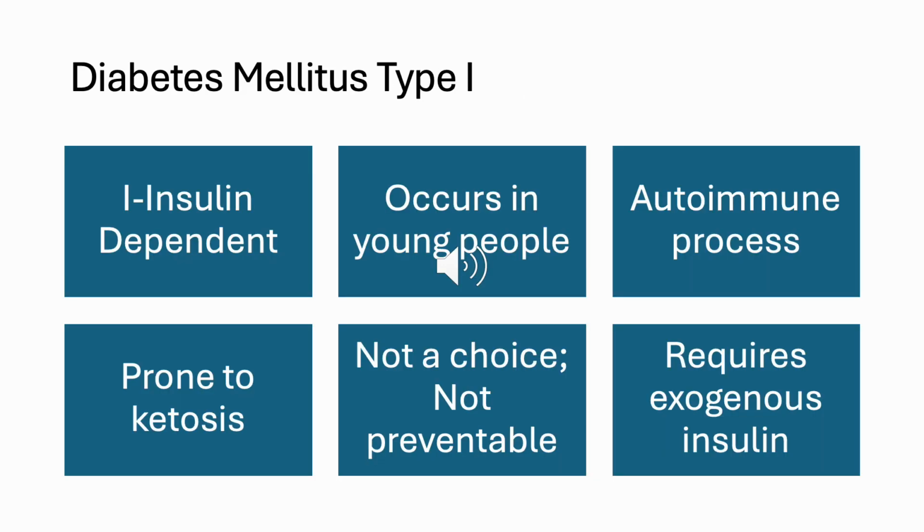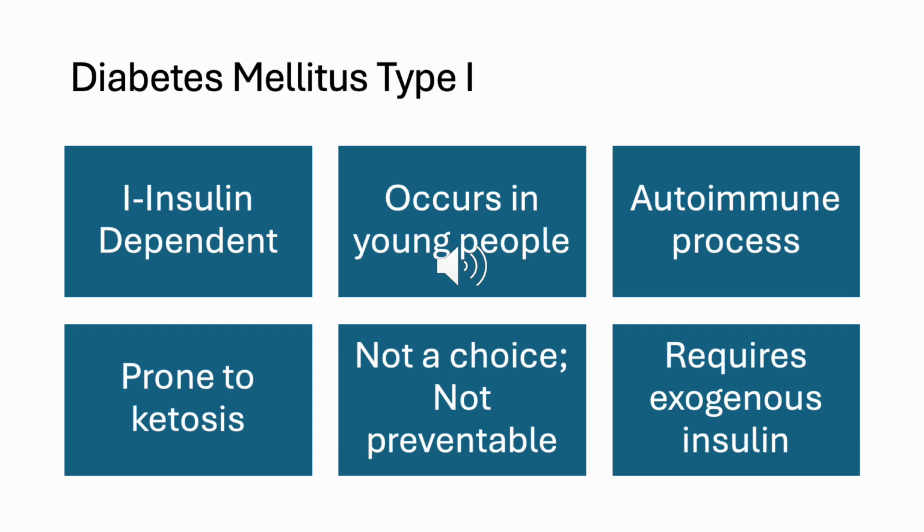So now we're going to review the different types of diabetes. For diabetes type 1, which was previously known as juvenile diabetes because it happens more in young people, and also it was called insulin-dependent diabetes. However, we have found in recent years that patients with type 2 diabetes also need insulin. Therefore, now this name is diabetes type 1.